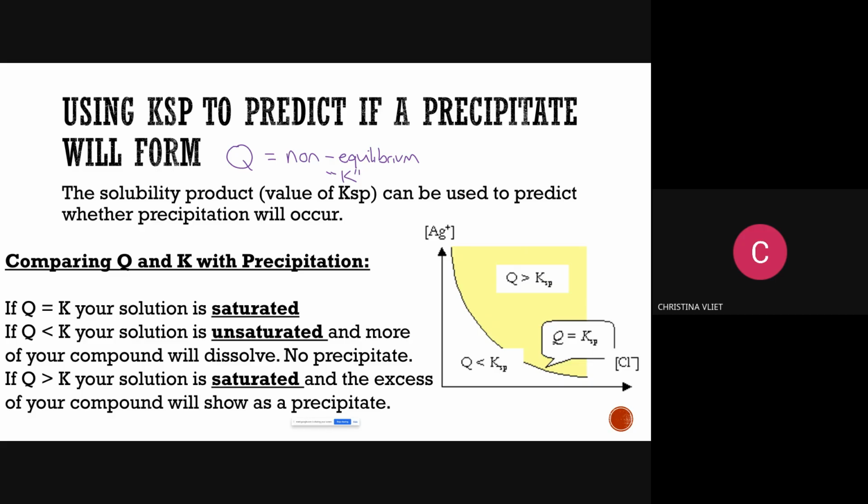So Q can be compared to K. This means that we have concentrations that are not our equilibrium concentrations necessarily. And we can use this concept of Q with Ksp to tell us whether we have precipitation or not. And so if you have concentrations of each of your ions, we call that our Q, and it's the same thing as K, this means your solution is saturated, which means that you're not going to see a precipitate. You're just at equilibrium. You've dissolved everything you can.